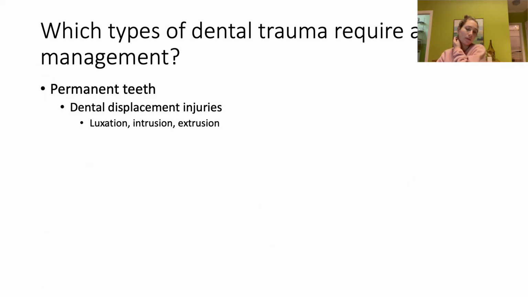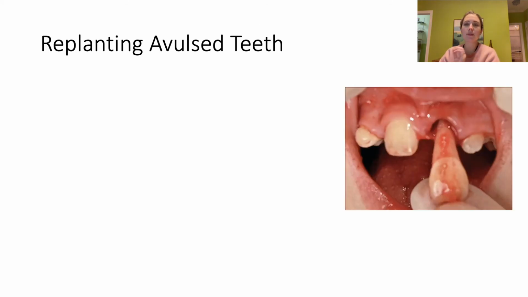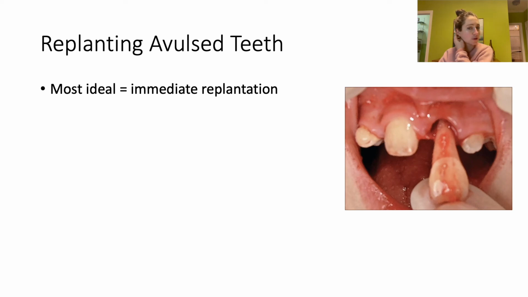So what types of dental injuries require acute management other than the displacement injuries? So that would be obviously the avulsion. So for that, you want to replant and splint. So how to replant an avulsed tooth? Most ideal is immediate replantation. So if you're ever at your kid's soccer game and the kid knocks their tooth out, like if you can just run up there and put it back in, that's going to be the best thing for that tooth.